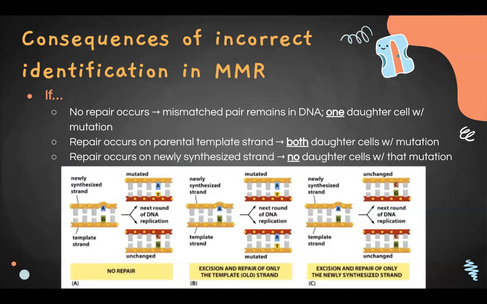And then this third scenario is what you would get with the MMR pathway, which is that it sees that the A is the incorrect base because it knows that that is the newly synthesized strand. So it changes it to a C. And then once this DNA goes through another round of replication, you're going to get two unmutated normal DNAs.